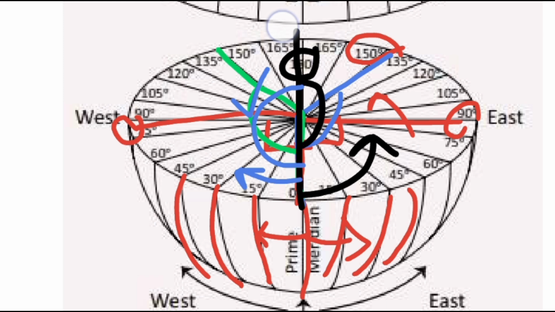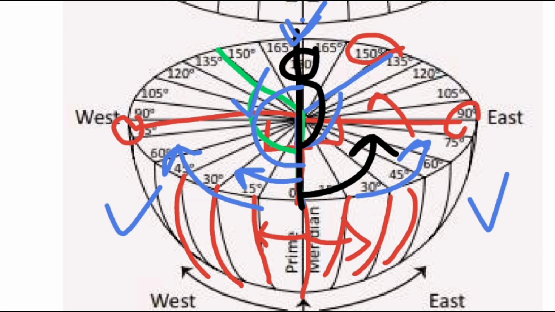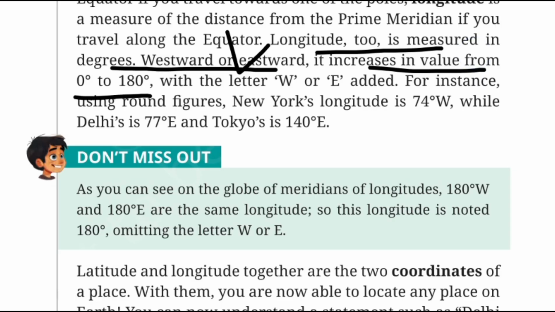But both the points are same, isn't it? If you are going towards the east, and if you are going towards the west, we are just meeting at this particular 180 degree. So that is why the maximum angle is 180 degree. 180 degree east, 180 degree west, both are same, both are denoting the same meridian. So that is why this particular range is from 0 degree to 180 degree.